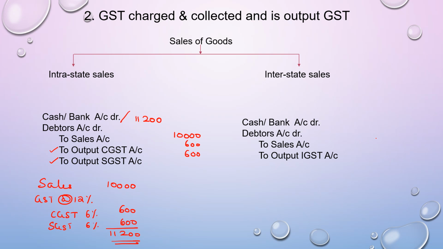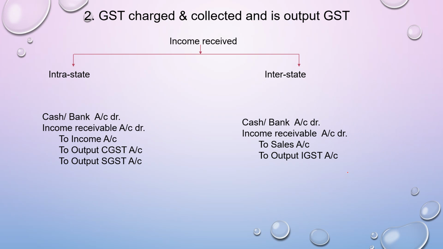If we take the same example, the sales would be 10,000 and IGST at the rate of 12% would be 1,200. So the total value debited to either cash, bank or the debtors account would be 11,200. So this is how, when a supply takes place and GST is being collected, it is credited into the respective GST account on the basis of whether it's an intrastate sale, where the output CGST account and output SGST account would be credited, or an interstate sale, where it will be credited to the output IGST account. Hope it's clear. Now moving on.